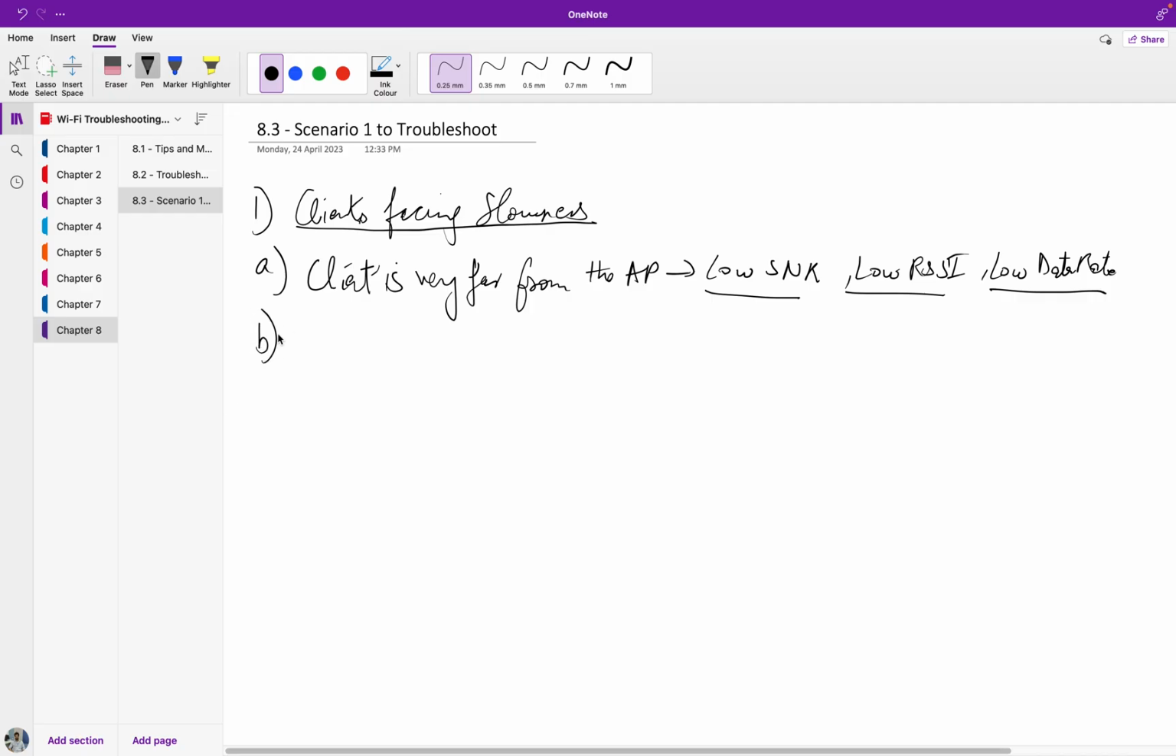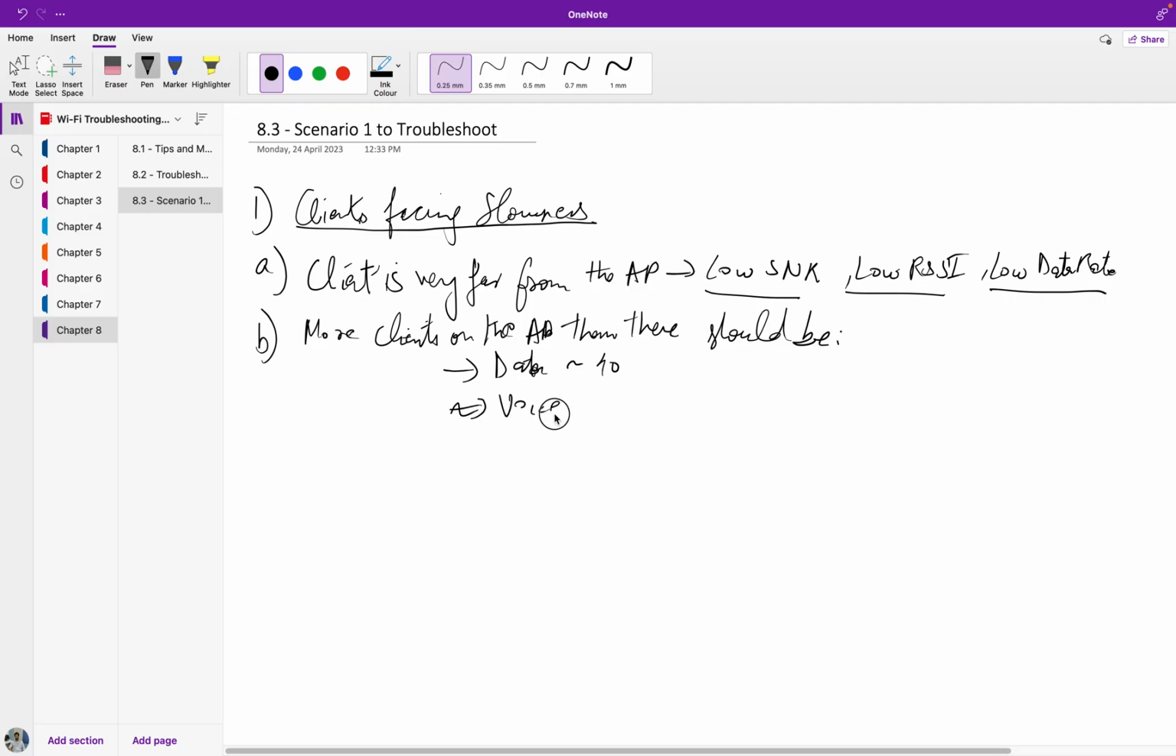The second reason that could possibly be causing the slowness of our network or the clients is that it is possible that there are more clients on the AP than there should be. Okay, now when I say this, I want to go back to the point where I said for data, do not have more than 40 clients. For voice approximately 20, and for video also approximately 20 clients.